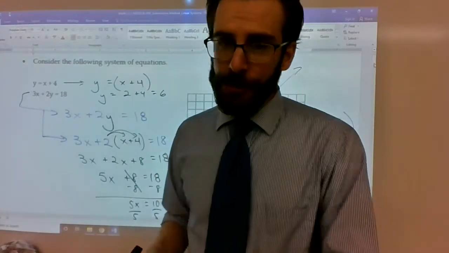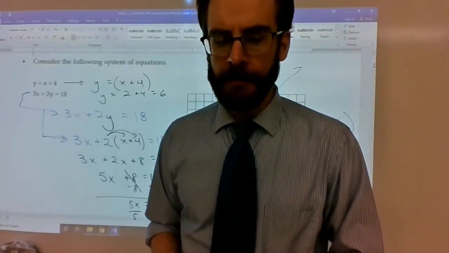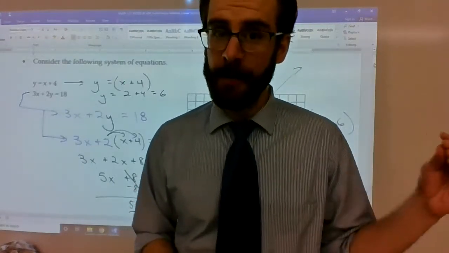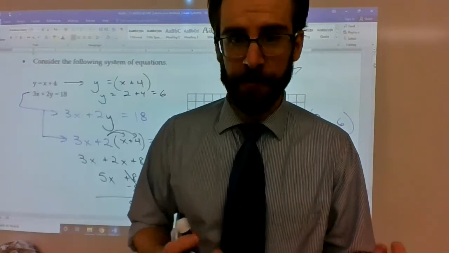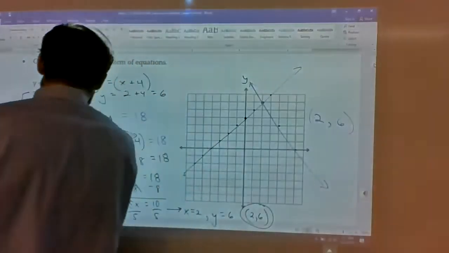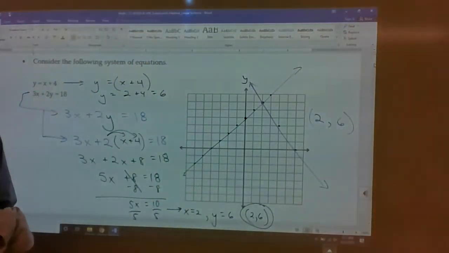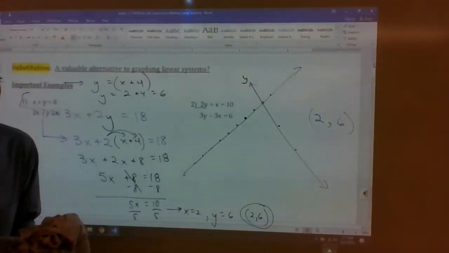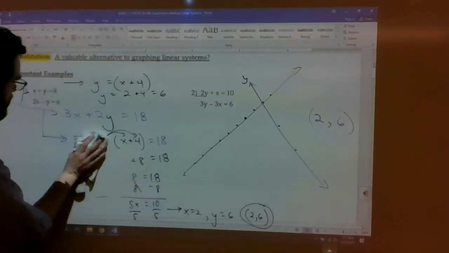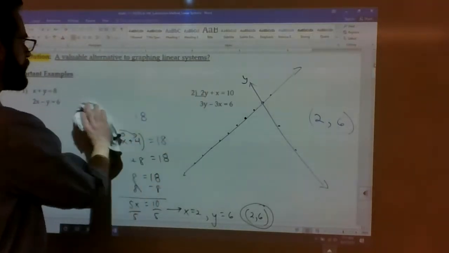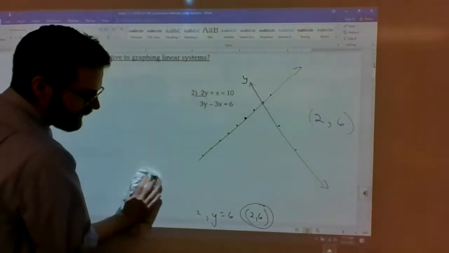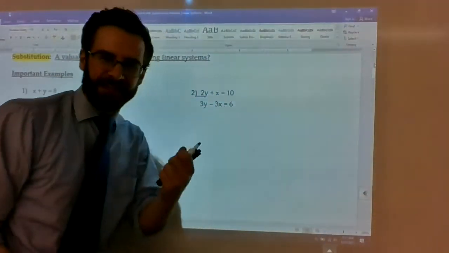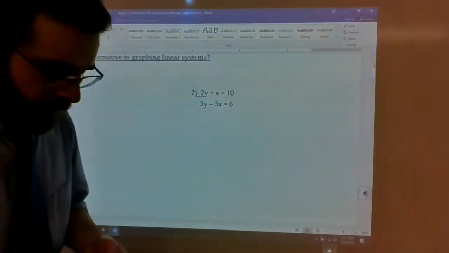Okay? I'm going to do a few examples just to get you guys familiarized with the procedure, and maybe put some step-by-steps off to the side so that you guys have something to work with. So example number 1. We're going to try to answer that question if it's a valuable alternative to graphing linear systems. Regardless of whether it's a valuable alternative, it's going to be a necessary strategy for future mathematics.